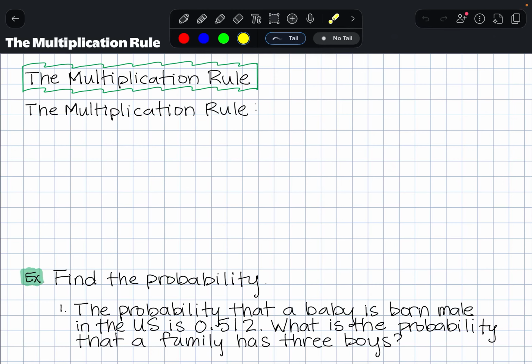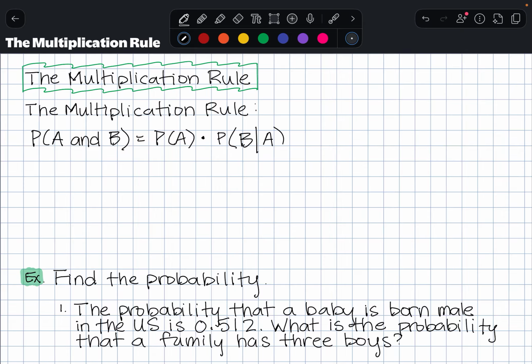In this video, we're going to introduce the multiplication rule for probability. The multiplication rule is, if I am looking at two events that happen together or in succession, the probability that A happens and B happens is equal to the probability that A happens times the probability that B happens given that A happened. And you'll remember from our last video, that's called a conditional probability.